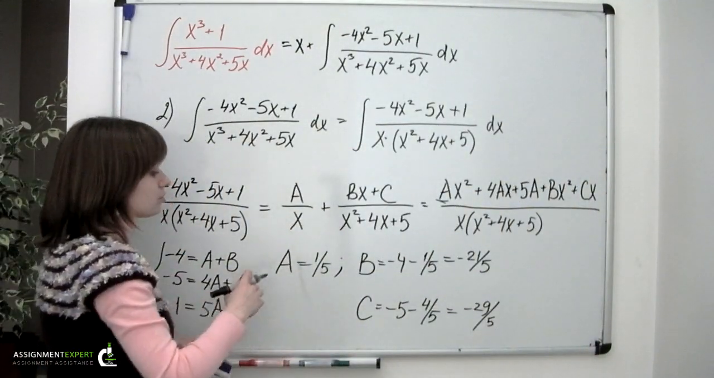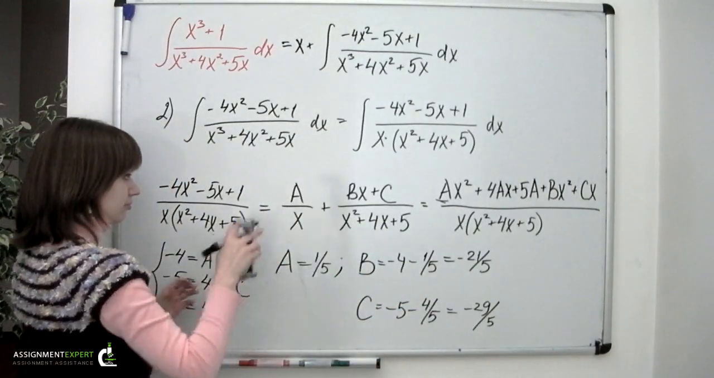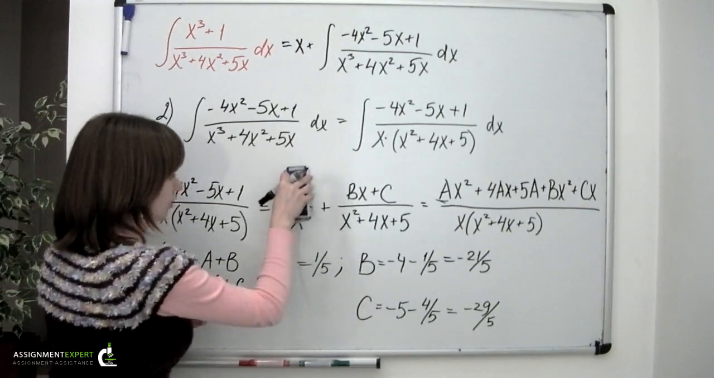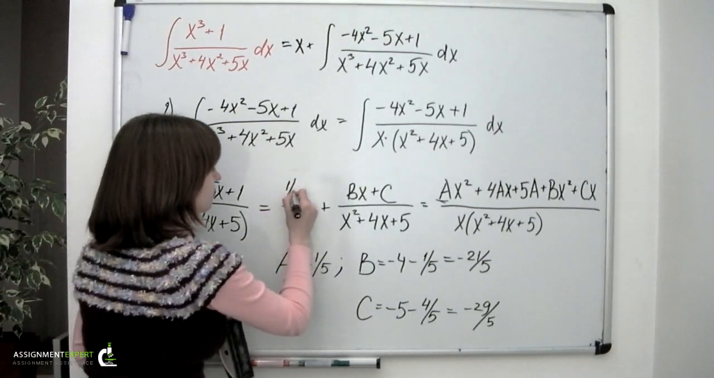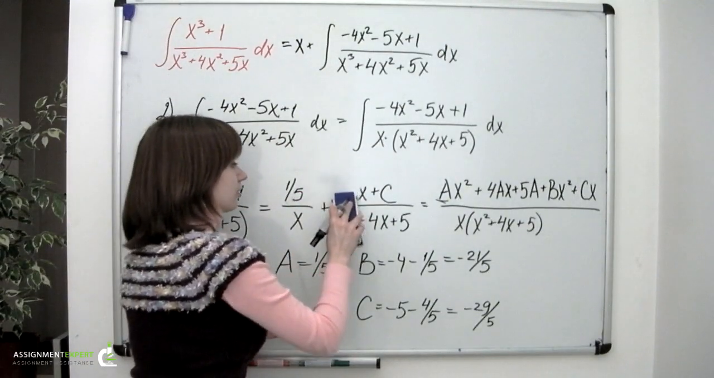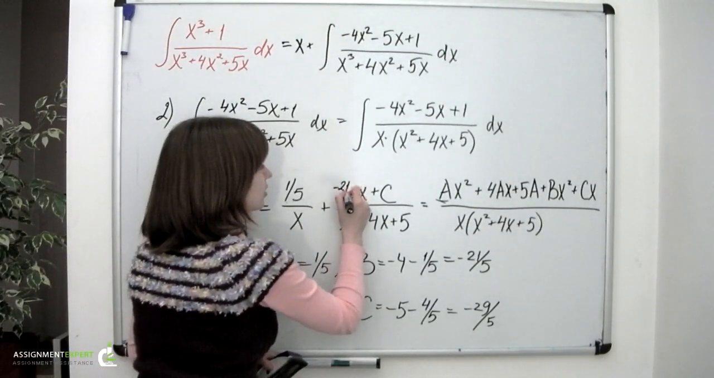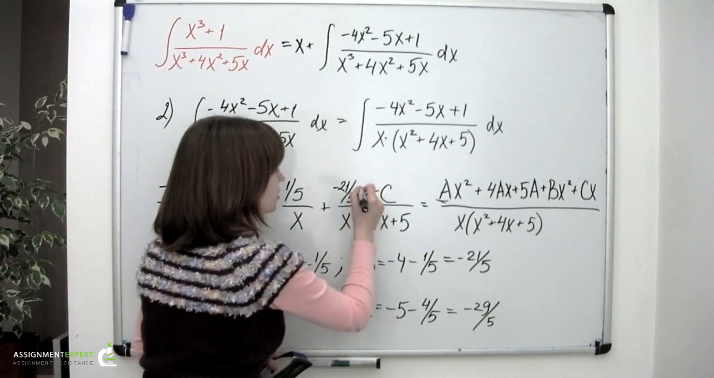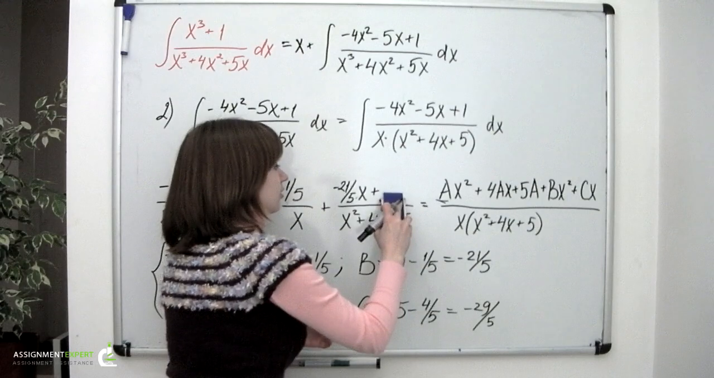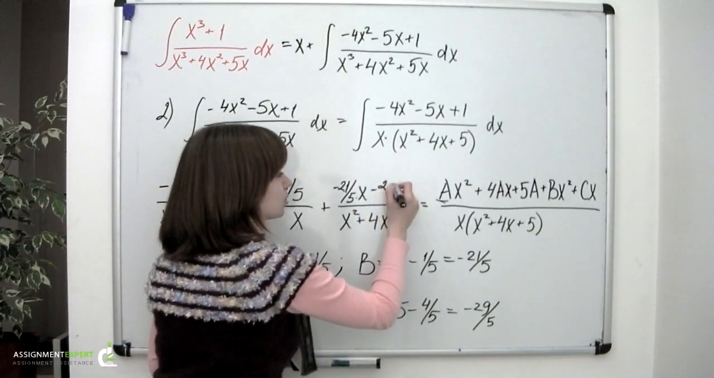So we can now substitute these coefficients into the fractions. So we have 1/5 over x, and we have negative 21/5 times x minus 29/5.